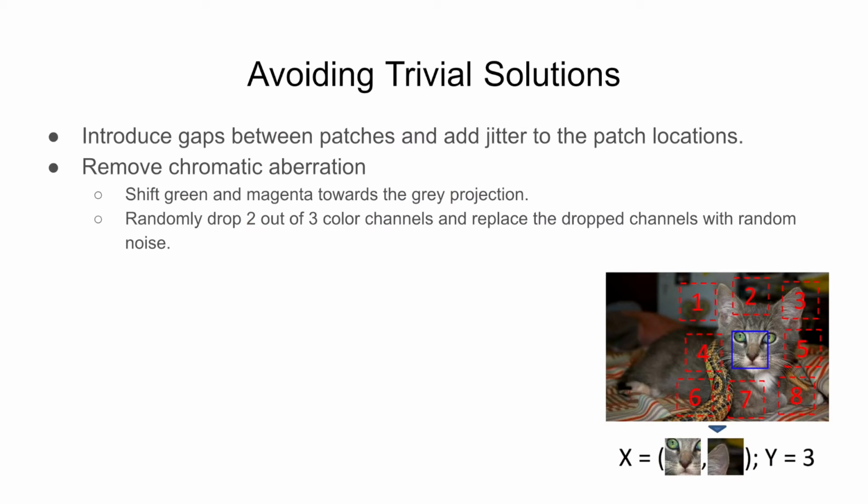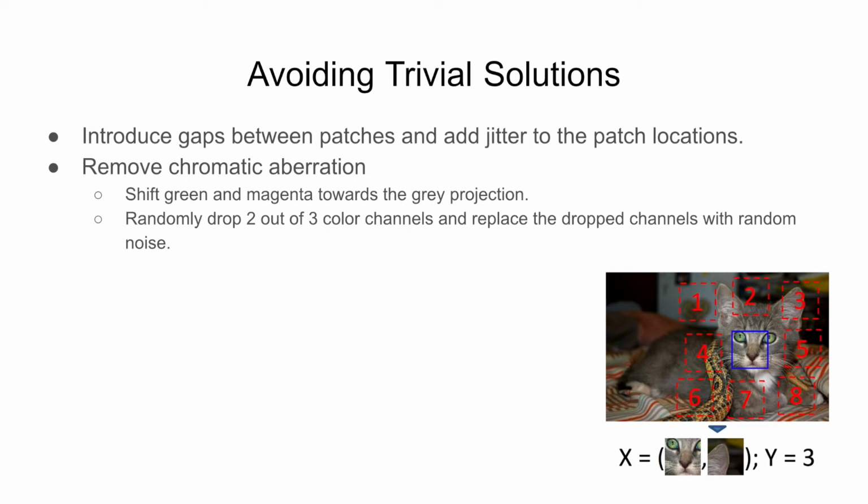Now that we looked at the architecture, one thing to note is that we need to avoid trivial solutions. The way trivial solutions can occur is if we have two patches that are adjacent to each other, and instead of learning the higher level features, the network can just learn the boundary conditions and how the textures are merging into one another and just replay that.